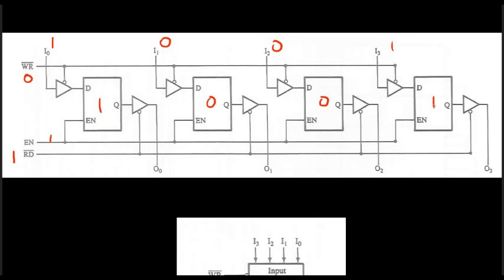And when we want to read the information, what we have to do is enable the read buffer. So we have to make this 1 and this 0. So whatever information is inside will come out through this buffer: 1 0 0 1.